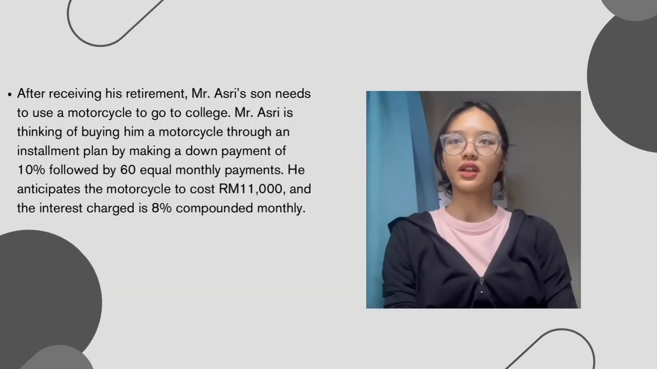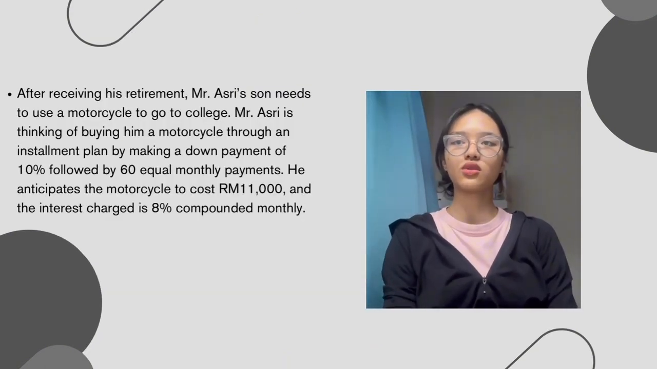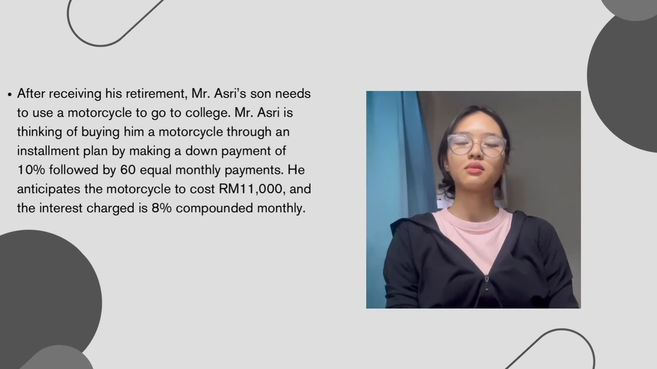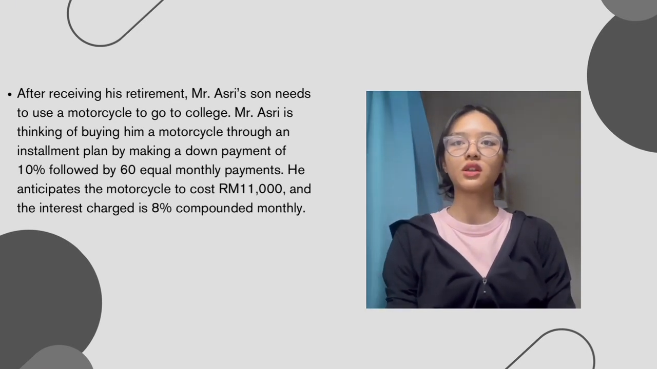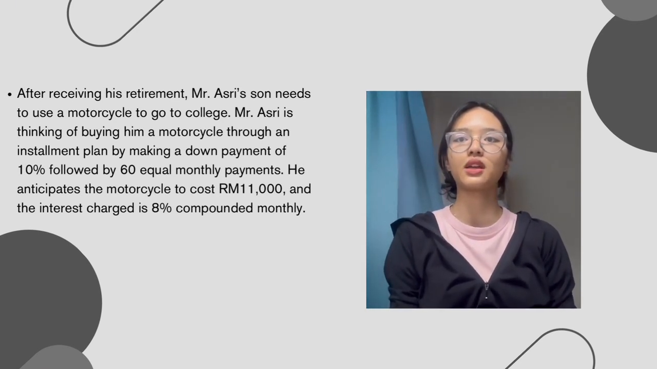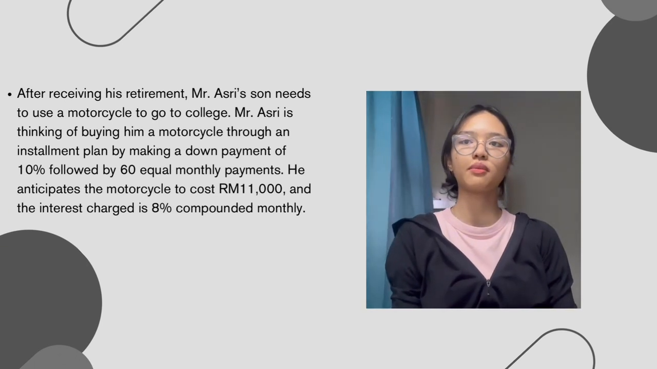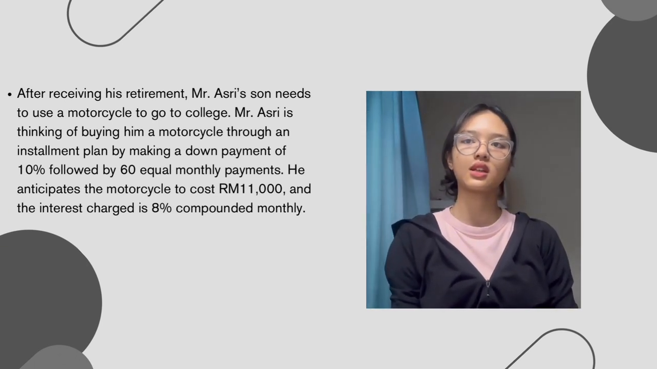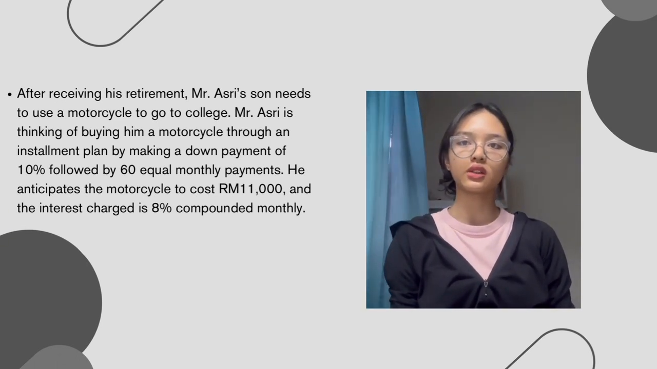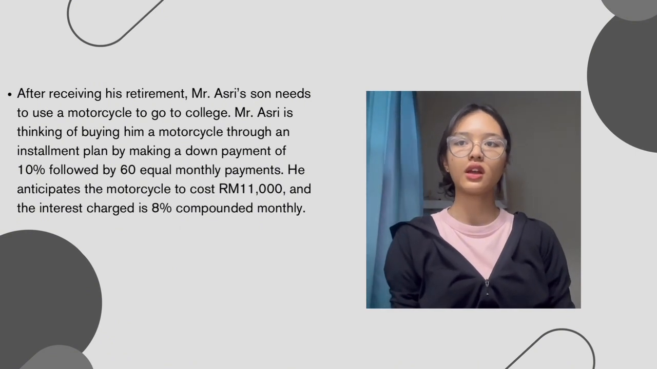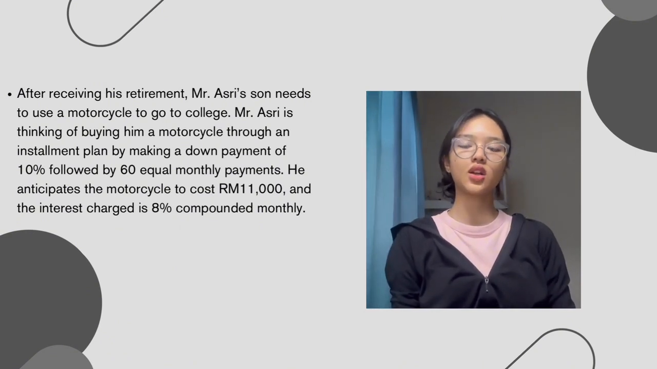After receiving his retirement, Mr. Asri's son needs to use a motorcycle to go to college. Mr. Asri is thinking of buying him a motorcycle through an installment plan by making a down payment of 10% followed by 60 equal monthly payments. He anticipates the motorcycle to cost 11,000 ringgit and the interest charge is 8% compounded monthly.